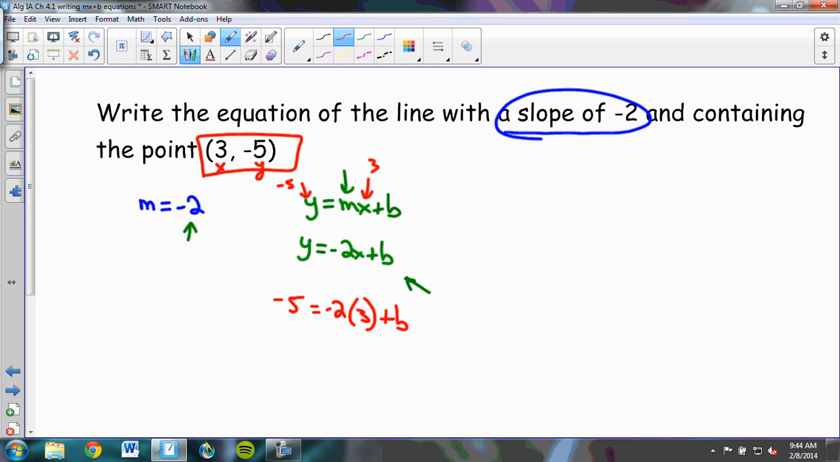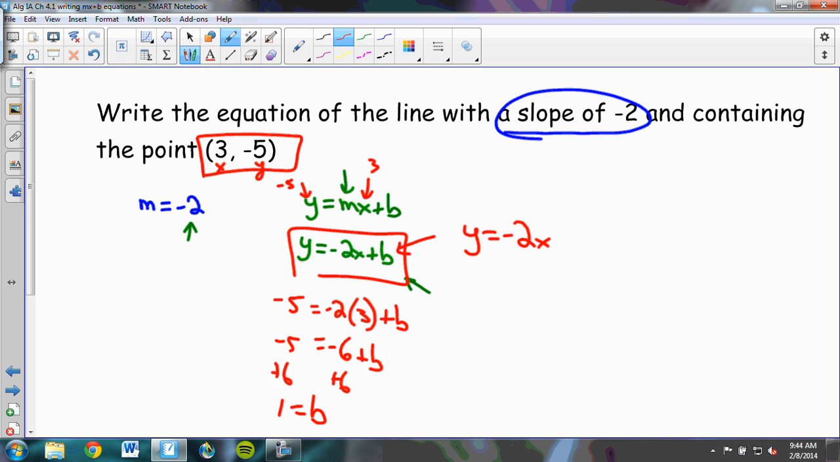First I'm going to do negative 2 times 3 and I get negative 6. Then I add 6 to both sides and I get that 1 equals b. So now I have the equation, with the new b value, y equals negative 2x plus 1. This is a line in slope y-intercept form that has this slope and will pass through this point. Okay, so if you need help with that, go back and watch it again. Pause it and rewind it and do it again if you need to see it again.